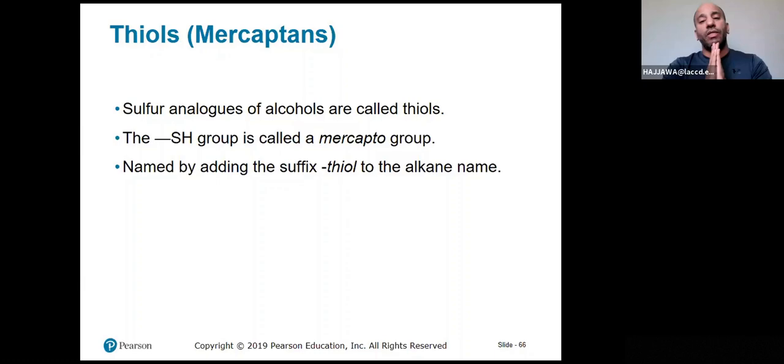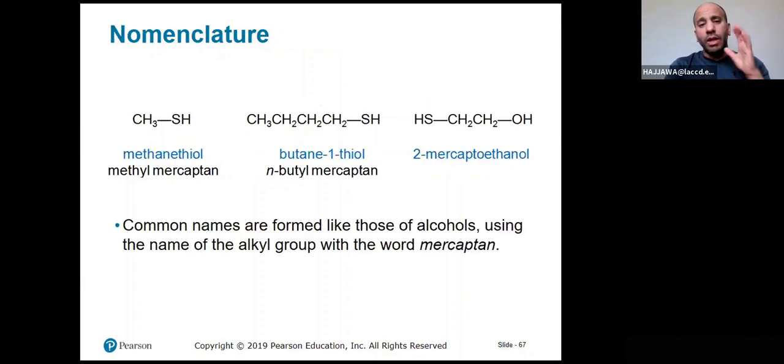So those thiols, the way we name them, we basically have to find the longest chain of carbons, and the first carbon has to be the carbon that's attached to the sulfur, obviously. So in the case of CH3SH, that will be called methane thiol, or the common name would be methyl mercaptan. If I have a 4-carbon chain, that will be butane 1-thiol. The common name would be butyl mercaptan.